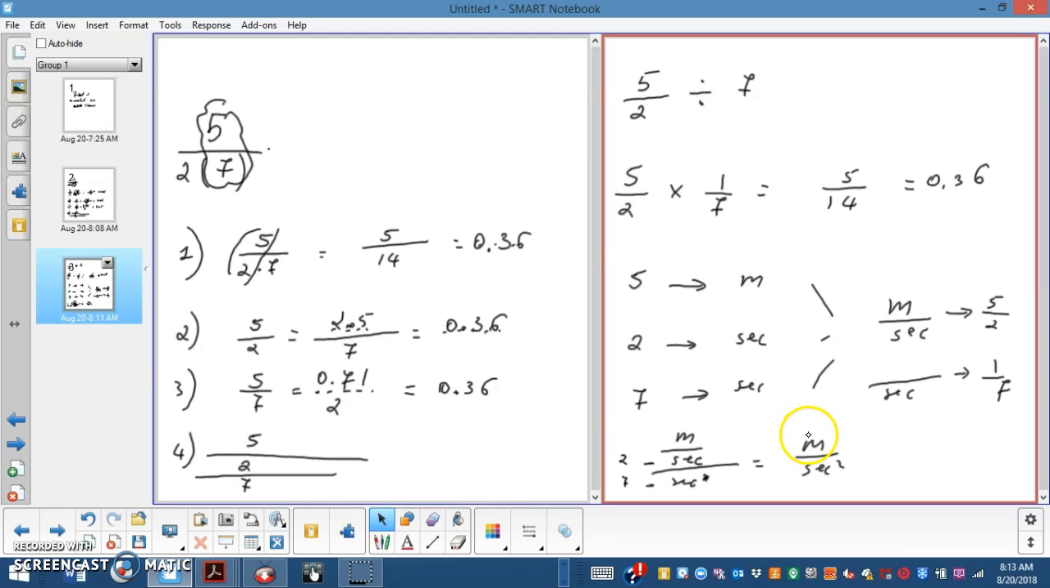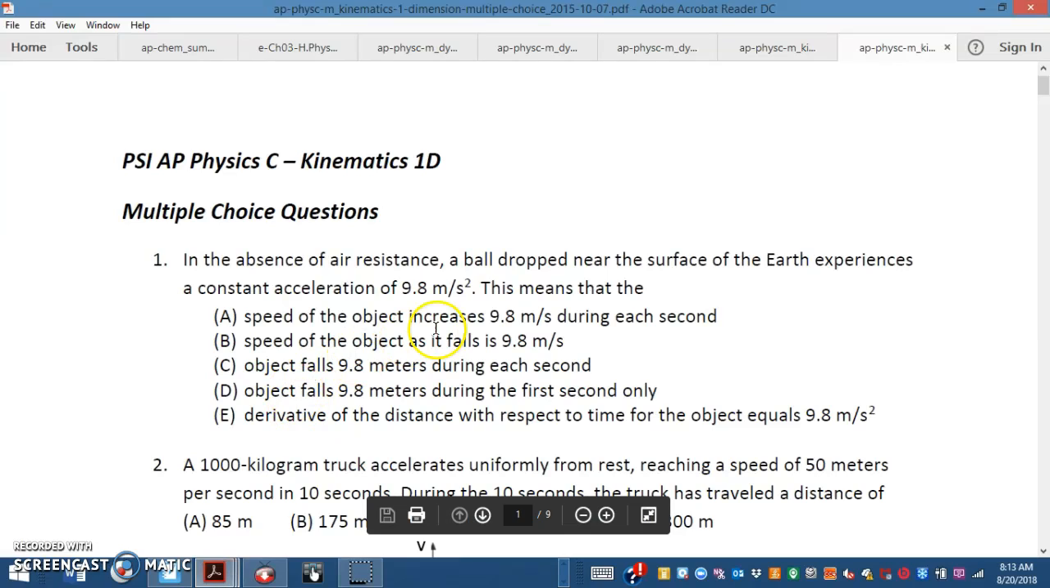So, again, why is this important? Let's go back to your packet. They are saying 9.8 meters per second squared. This means, just by looking at your unit, meters per second, the answer A is straightforward, because it's the speed of an object, which is meters per second, during each second, which means per second. We'll give you the meters per second per second. So meters per second squared.